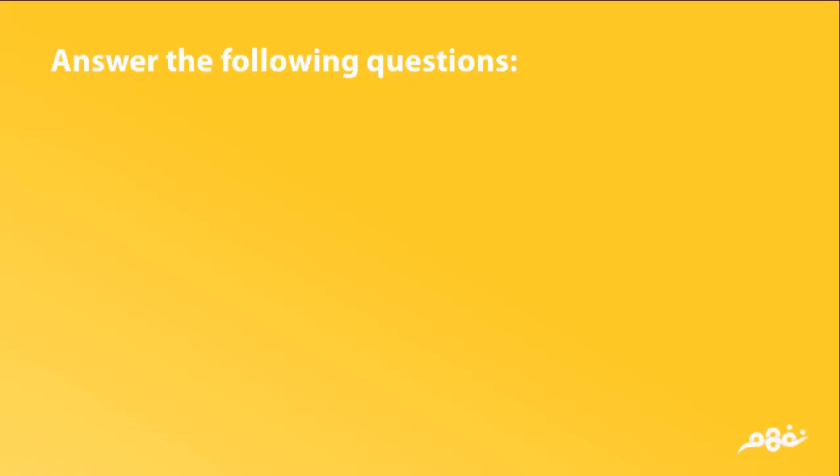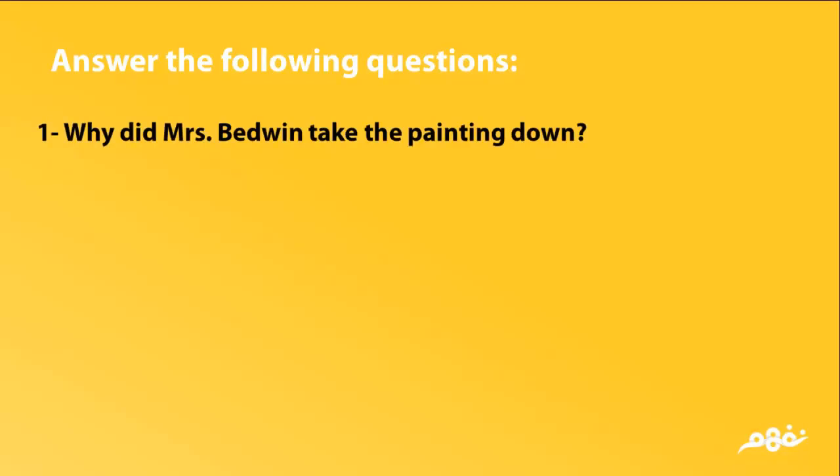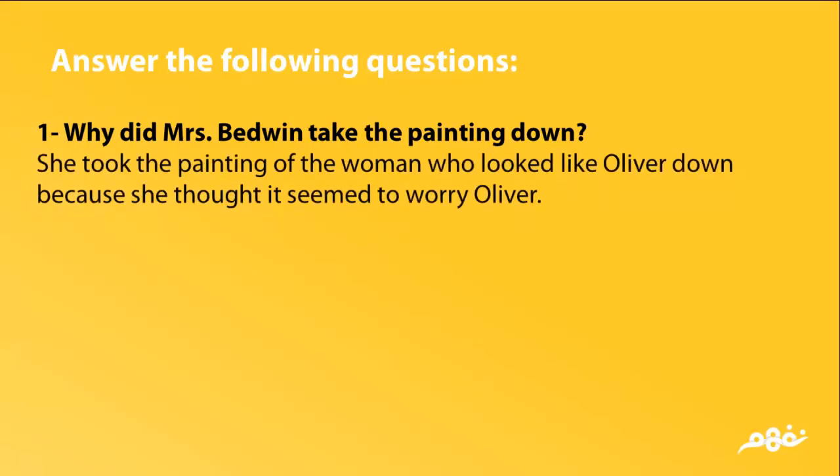After reading chapter number 3 carefully, answer the following questions. Why did Mrs. Bedouin take the painting down? She took the painting of the woman who looked like Oliver down because she thought it seemed to worry Oliver.